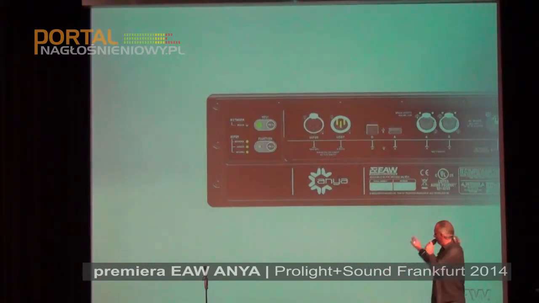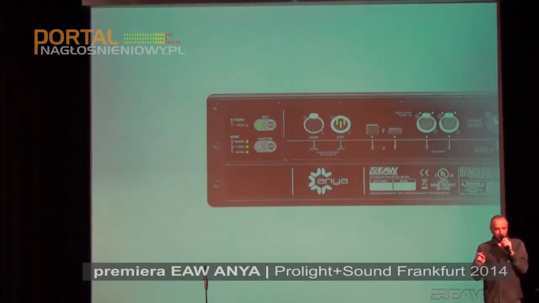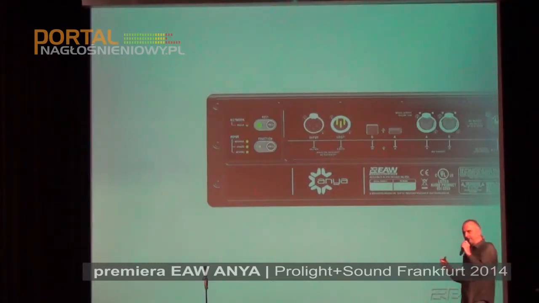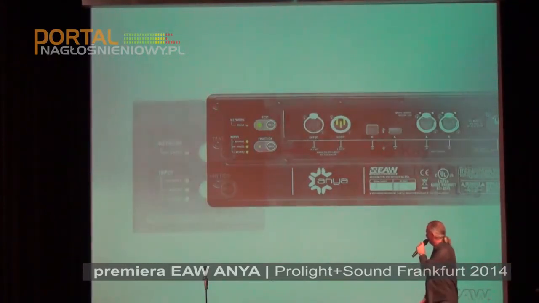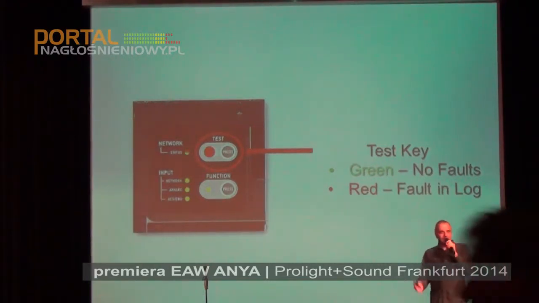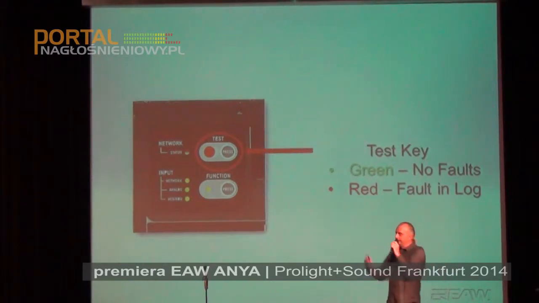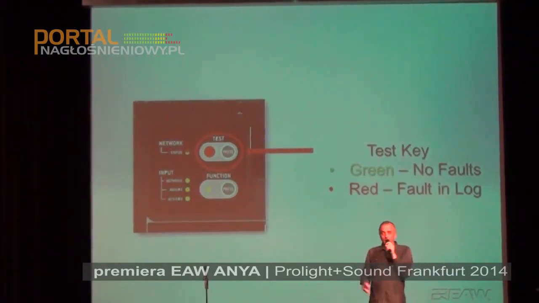On the back of each Anya, there is a small button for test. This is a battery-operated feature. If there's an error in the system, this light, when you depress that button, should turn green if everything is good, but it will turn red. And this indicates to you that something happened with that particular enclosure during its last performance and needs to be inspected.